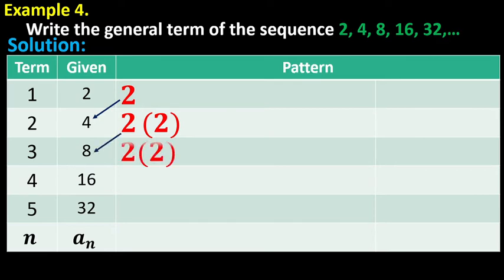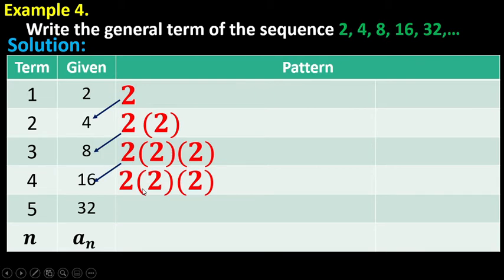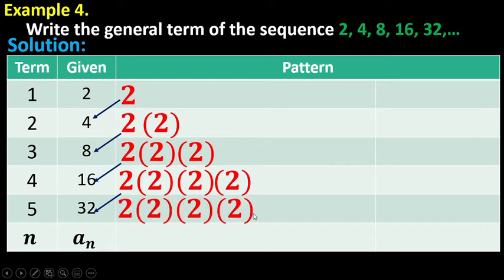Same with that. Ilang 2 ang imumultiply mo sa sarili niya para maging 8? That is 3. Tatlong 2. Same with 16. Dito 2, ito 3. Tama? Ilan kaya dito? 4. Okay. So, dun sa 32, ilan kaya yon? Isa, 2, 3, 4. Ilan dito? 4 din ba? Okay, 5.